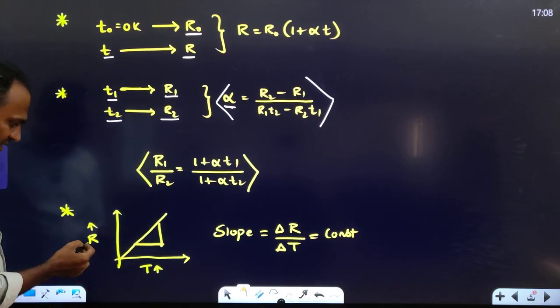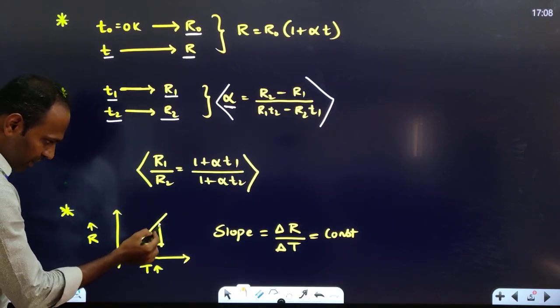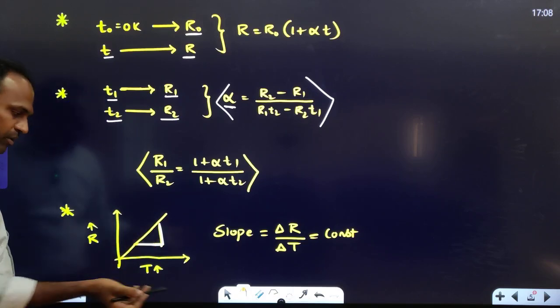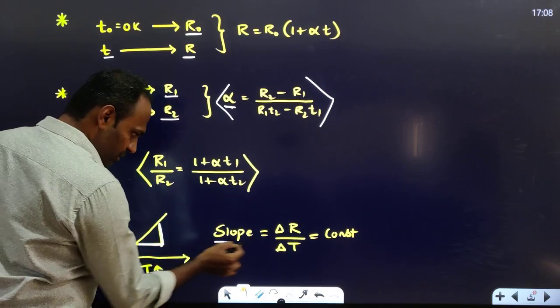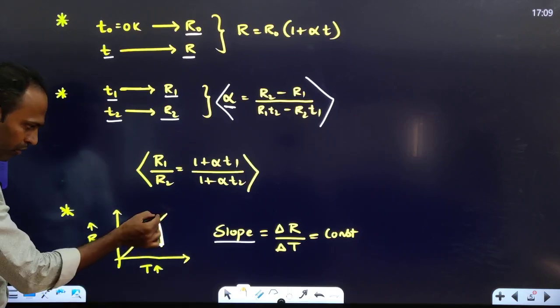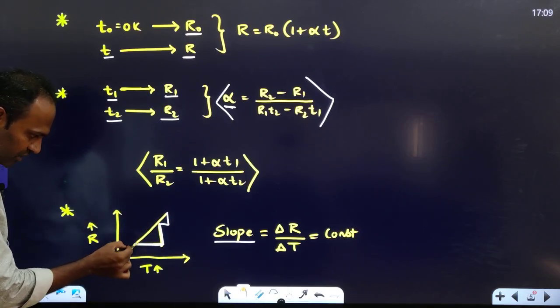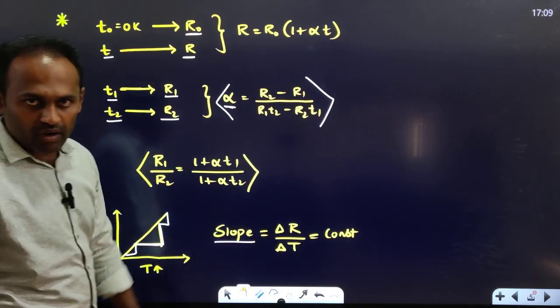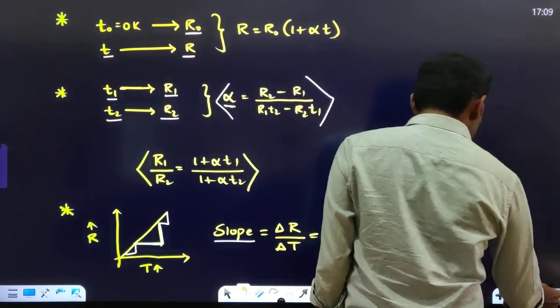Next, if you take resistance versus temperature graph, it will be a straight line and the slope of the straight line will be constant. So slope of resistance versus temperature will be change in resistance upon change in temperature. This will be constant. Slope everywhere will be constant. Here also it is same, here also it is same, and here also it is same. So slope will be constant, right? Slope of resistance versus temperature graph.